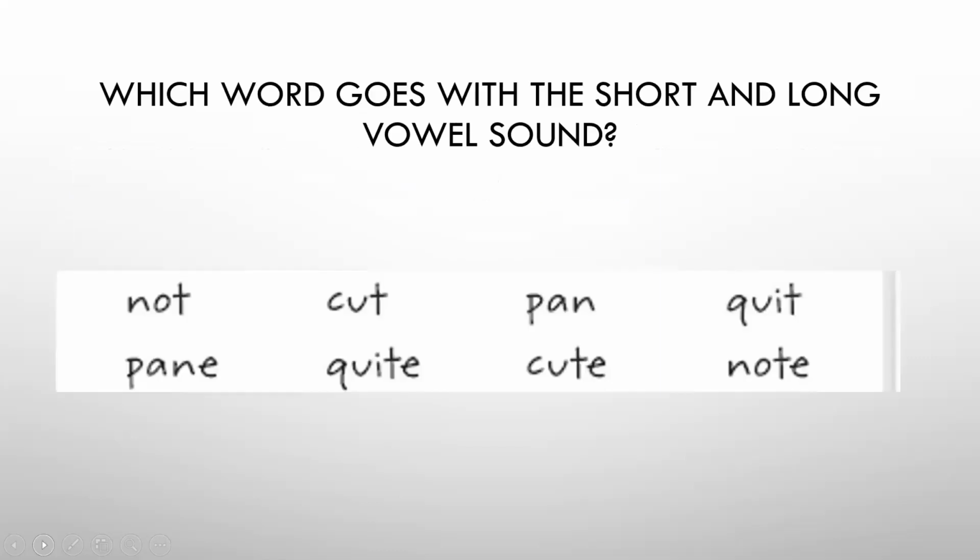And then I want you to look at these and tell me which one goes with which. So there's not, cut, can, quit, pain, quiet, cute, and note. Look at not and tell me which one of these goes with not. Which one has a silent E on the end of not. And then we'll do the other ones too.